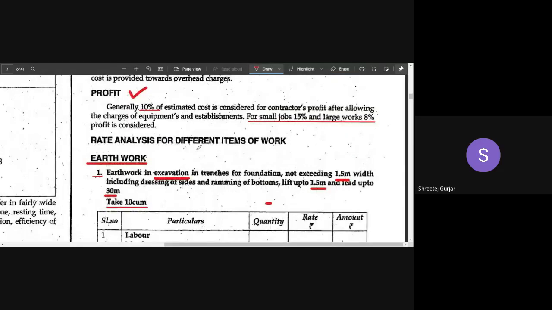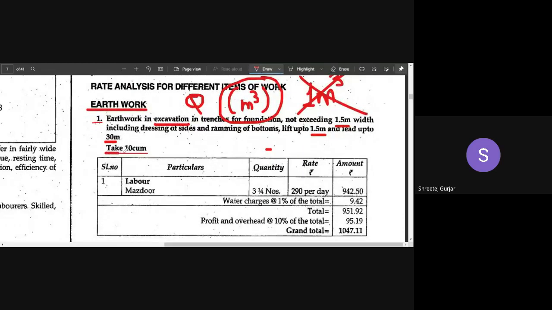So the quantity will not be given to you. Quantity of earthwork in meter cube will not be given to us. So what we will do, we will assume a certain value. We will not assume 1 meter cube, as 1 meter cube is a very small quantity. Instead of 1, we will assume 10 meter cube. As I've told you, whatever quantity we calculate in cubic meters, we have to assume as 10.